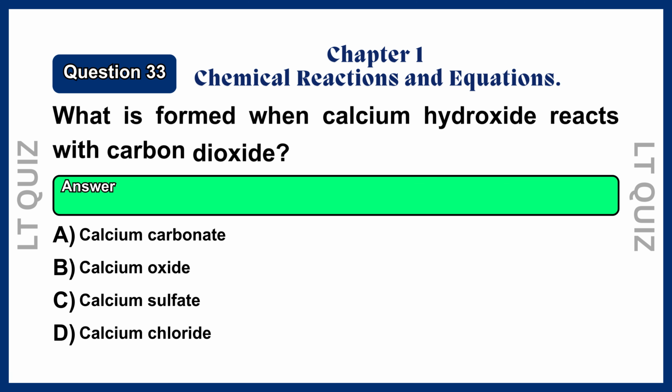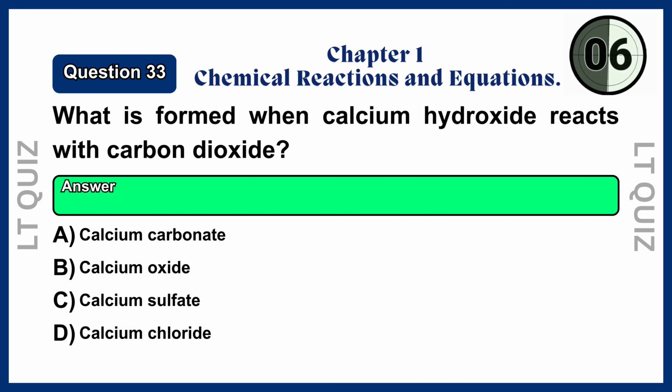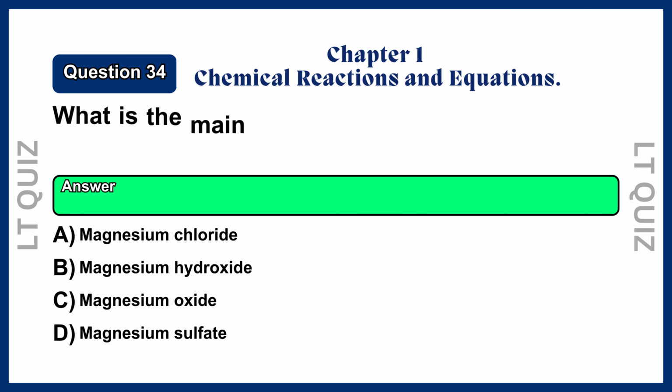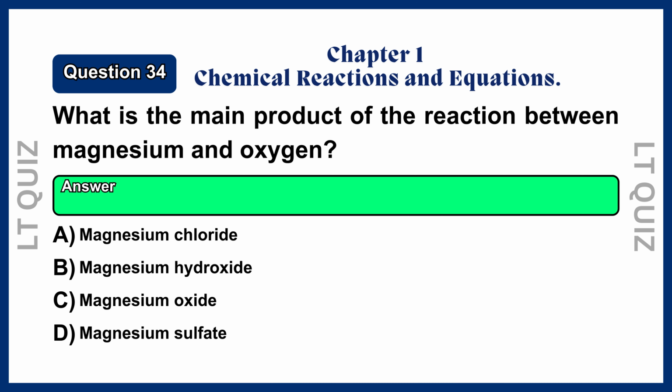What is formed when calcium hydroxide reacts with carbon dioxide? The correct answer is option A, calcium carbonate. What is the main product of the reaction between magnesium and oxygen? The correct answer is option C, magnesium oxide.